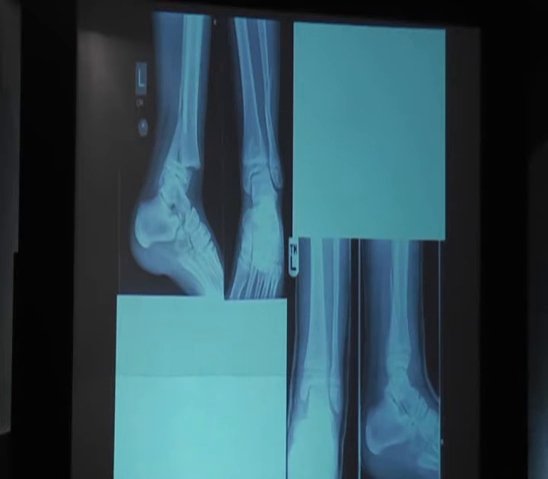So this is an example of a Salter-Harris type 2 physeal injury, where the force goes through the physis and takes off a posterior part of the metaphysis. Salter-Harris type 2 injuries are much more common, and are considered about 40% of the physeal injuries.